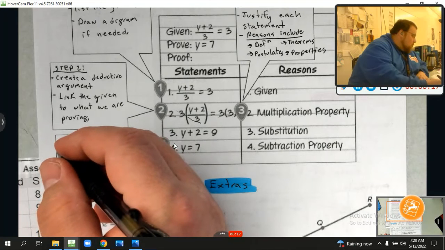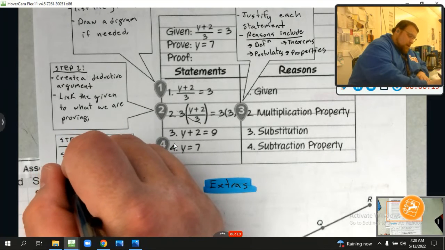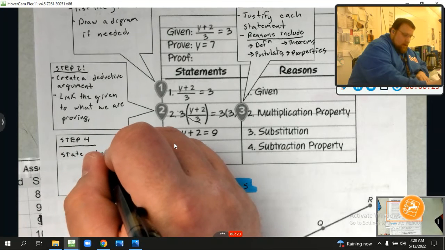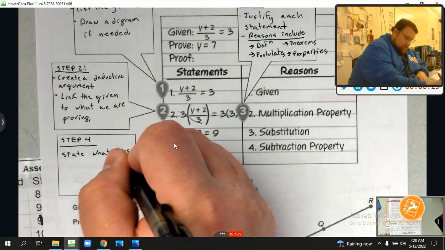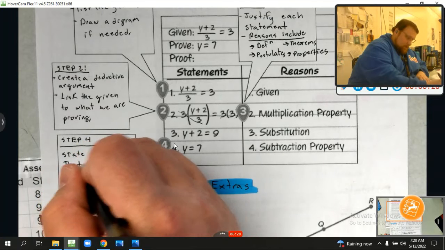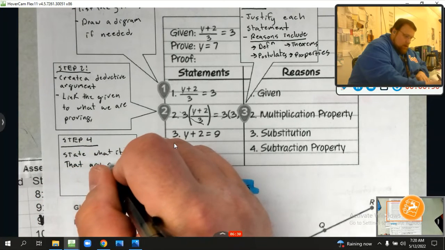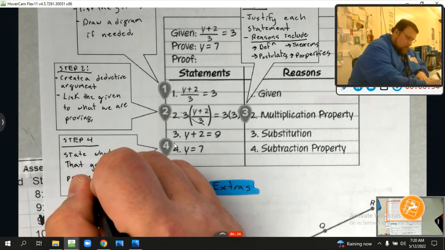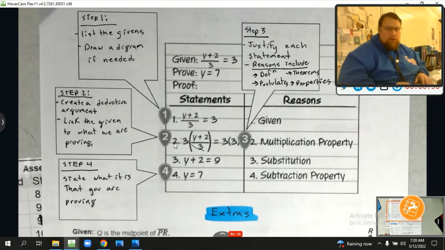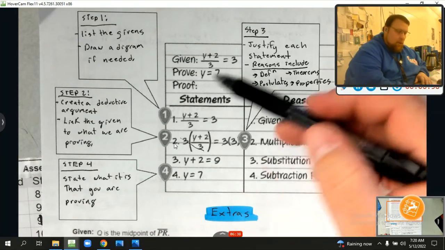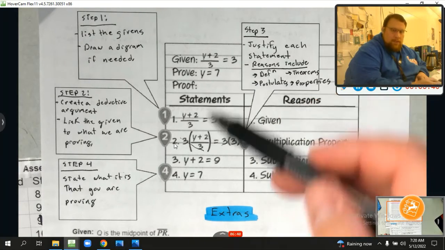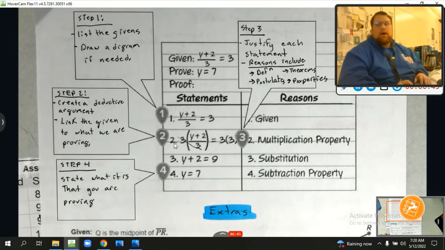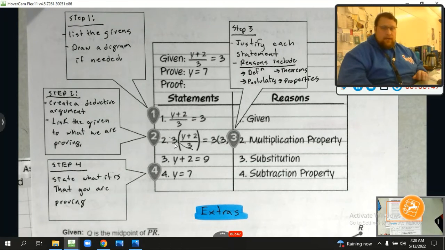is state what it is that you are proving. The last step of any proof should be writing down what you were told to prove. We were told to prove y equals 7. Our last step is y equals 7 through the subtraction property. All right. Again, pause this if you need to finish writing it down.